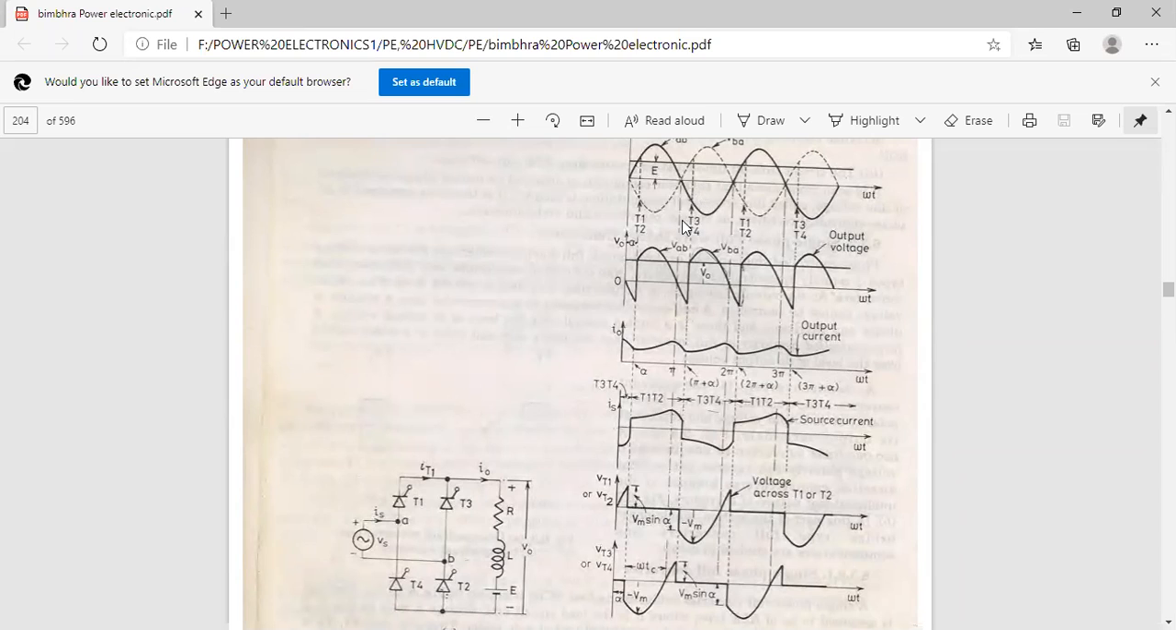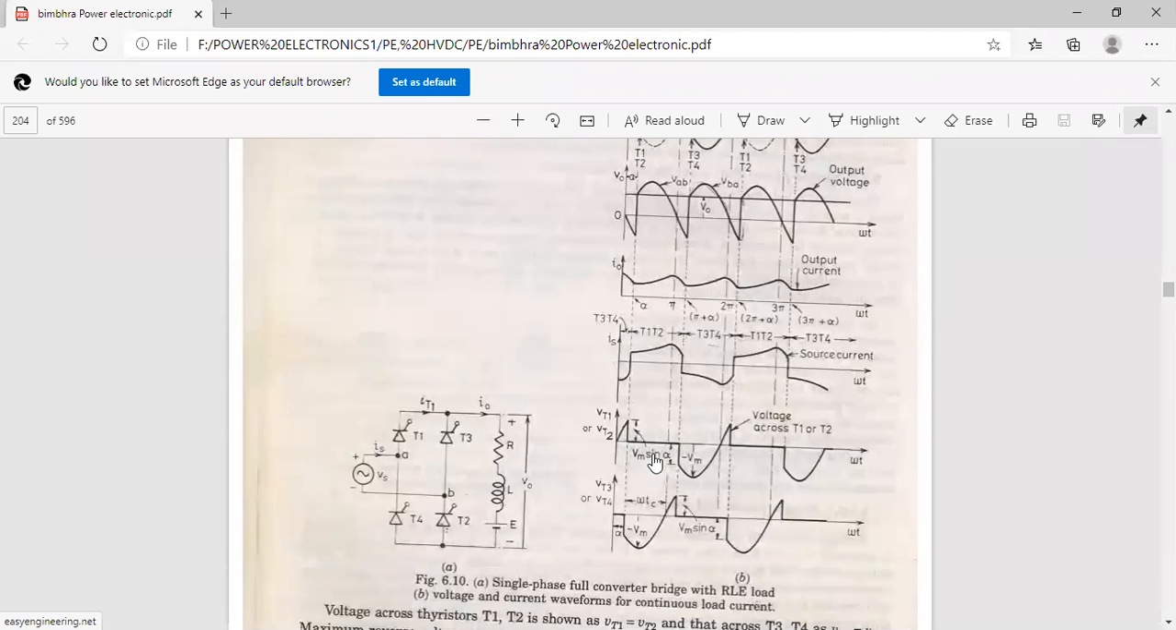Negative cycle, why it is converted to positive cycle means current direction in the load will not change. Output is DC. See, this is DC. Input is AC. AC means positive and negative cycle, but in the output there are only positive cycles. If you take the average of this, this will be the average. Okay, average output voltage.